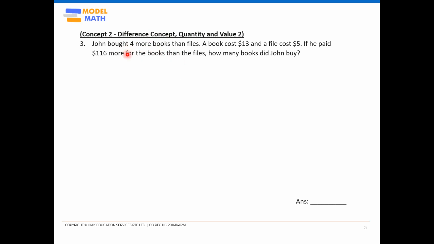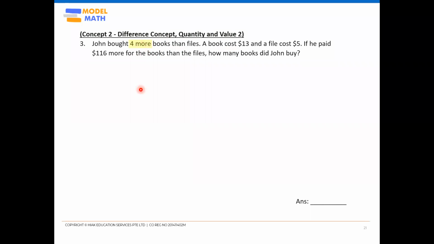So when they do not give you a proportion comparison like this, in fact, this time they give you an actual difference of 4 more books than files. This time they give you a difference, not a proportion. So when they give you a difference like that, a good method to use would be the quantity and value model. I hope you can tell this is still on quantity and value concept, because quantity will be the number of books and number of files, whereas the values are the cost, the money. So we can use the QV model method for this, because we are given the difference.